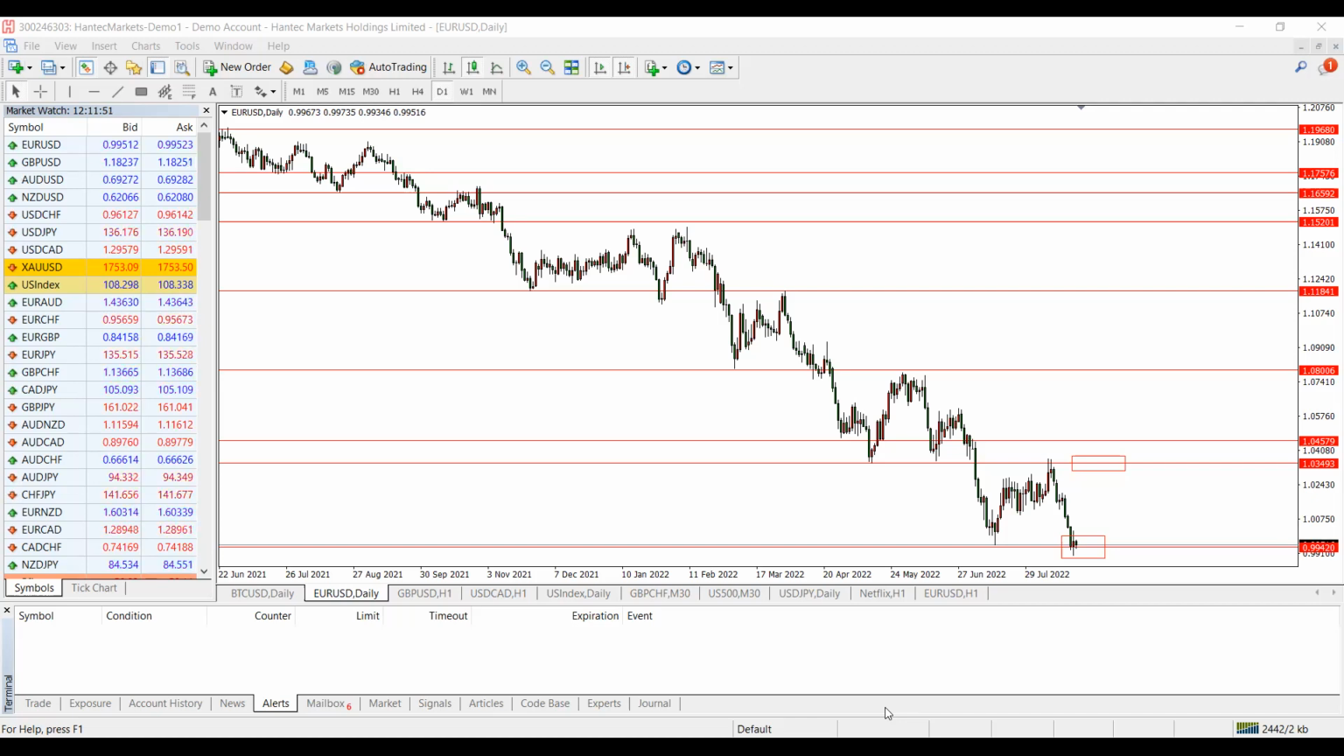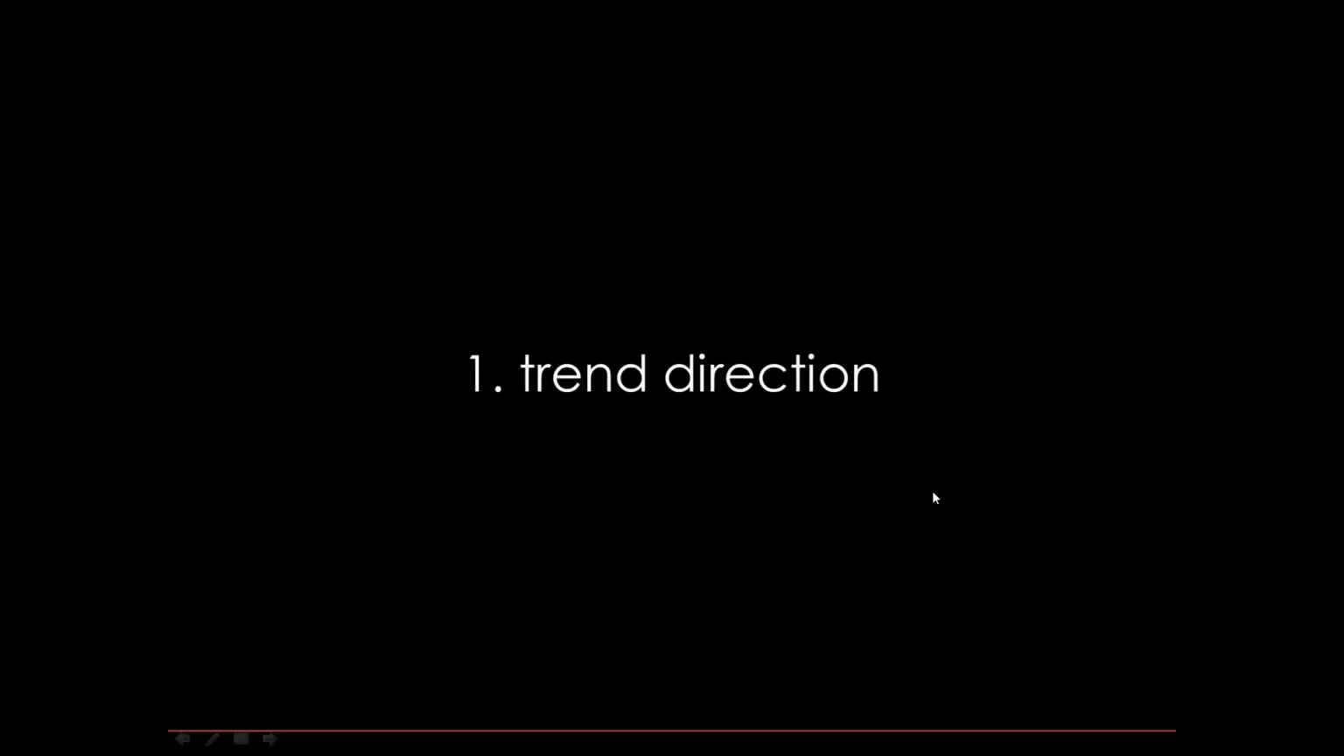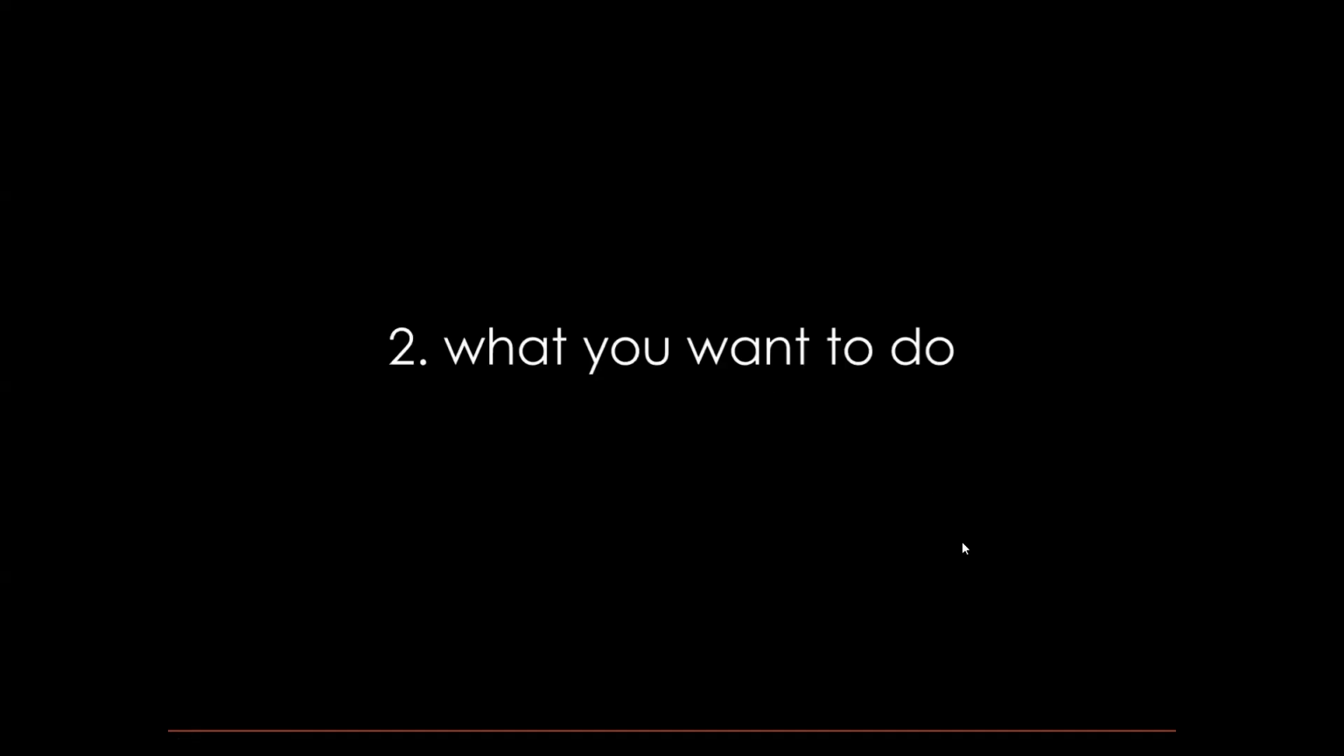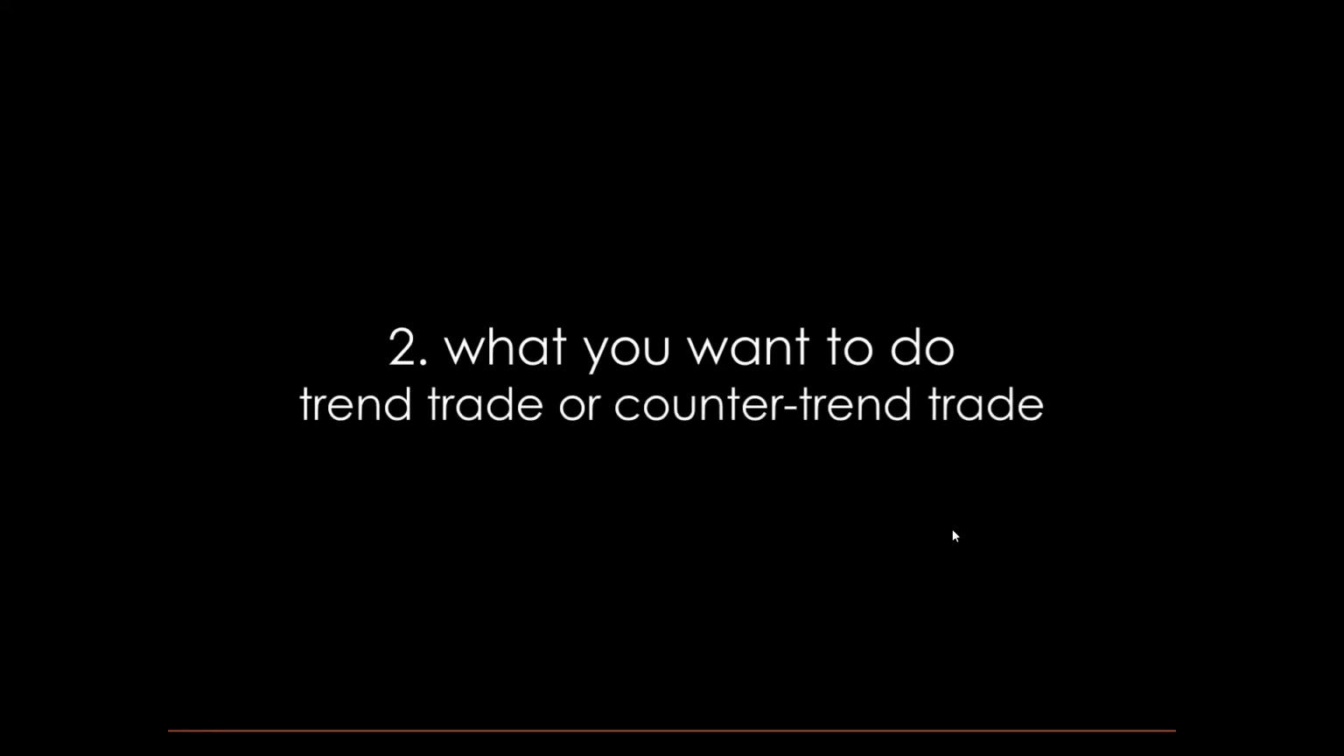Number one, the trend direction, very, very important. The trend could either be up or down, as we've already stated in the chart. Number two is what you want to do: the market could either be trending upwards or downwards, and you could either be going with the trend or going against the trend. And then number three, where you want to do that based on support and resistance.